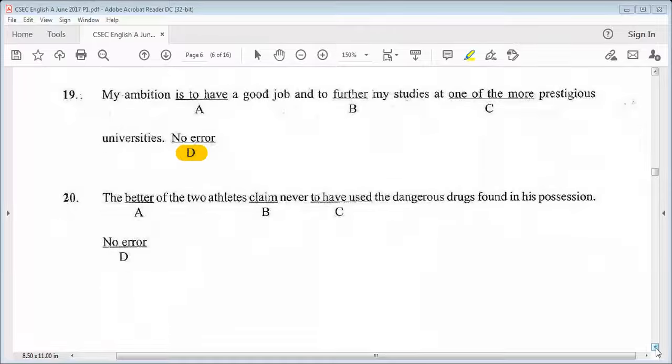Let's move on to 20. The better of the two athletes claim never to have used the dangerous drugs found in his possession. Is there any grammatical error in this? Yes. It says the better of the two athletes. We notice it is talking about the better of the two, so it is referring to one person. So B, instead of claim, it should be claims. The sentence should be, the better of the two athletes claims. So that's where the error is.